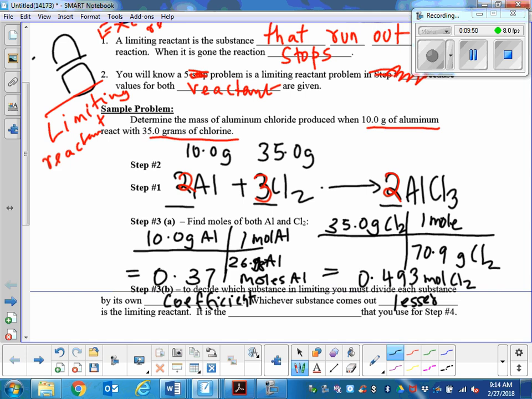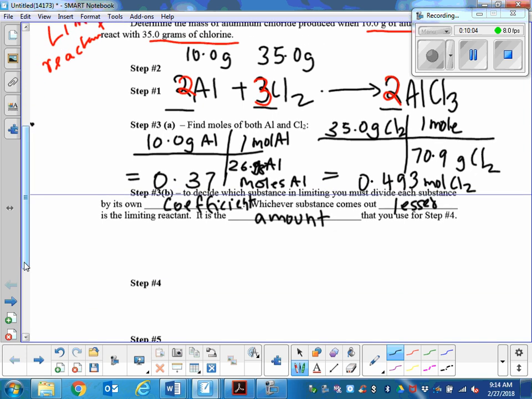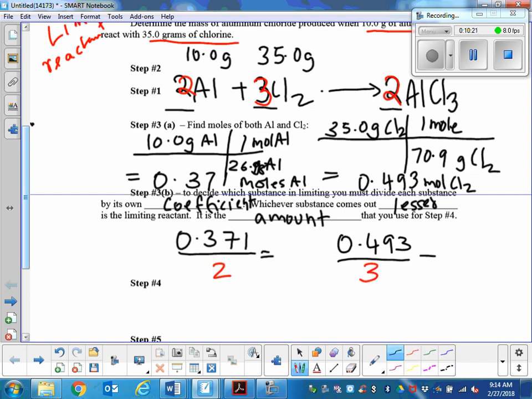And it is this amount that you use for step number 4, which is to find out how much of the product I can make. So, what do I do next? I do 0.371 divided by 2, and I do 0.493 divided by 3. Can you tell me what is the answer in each case?